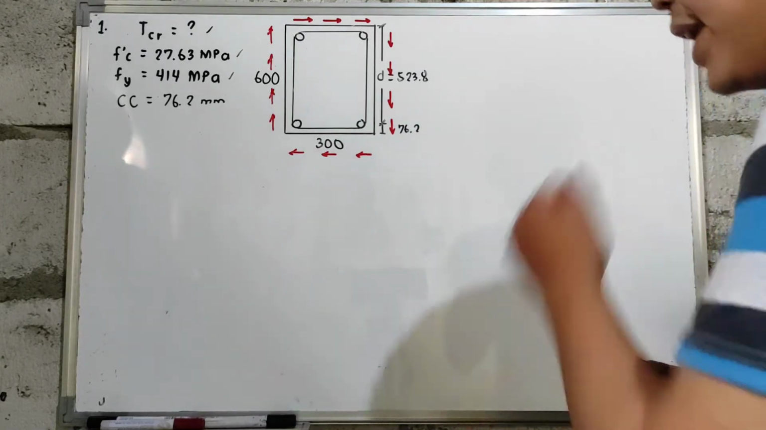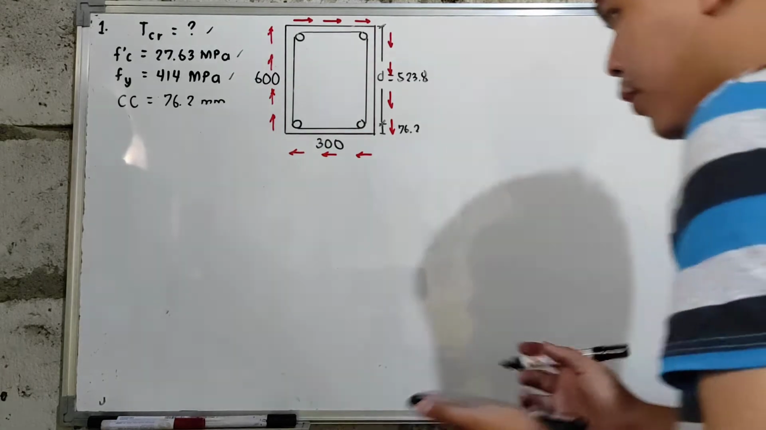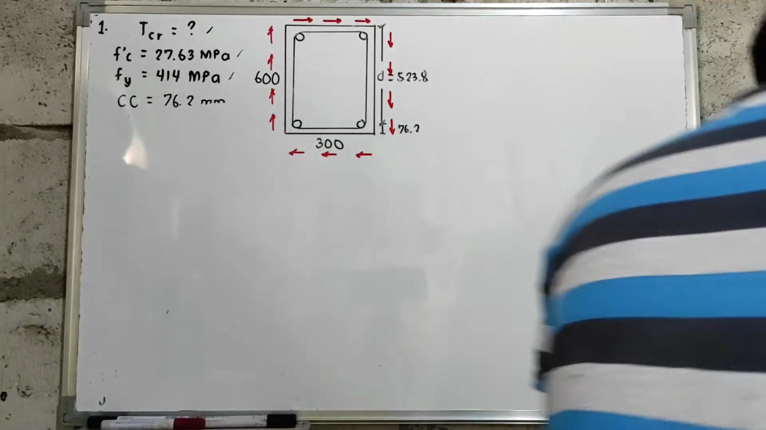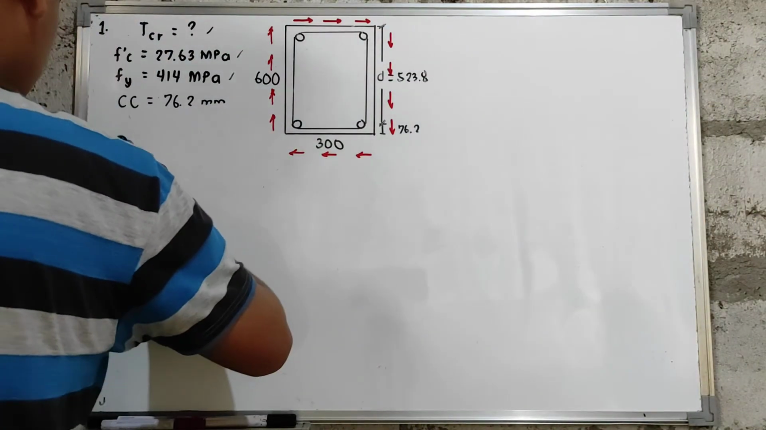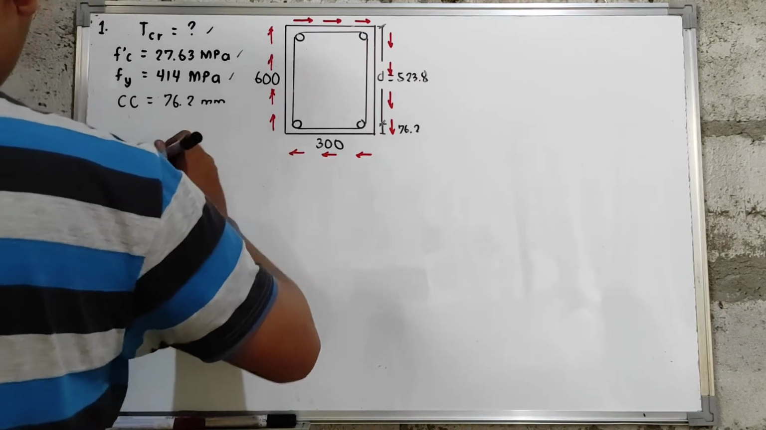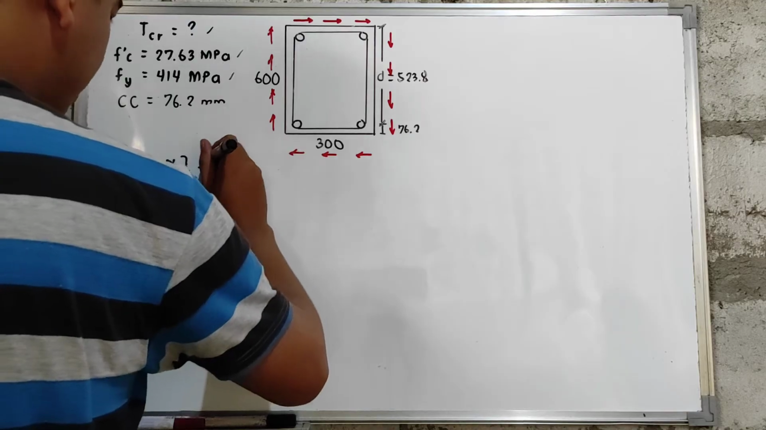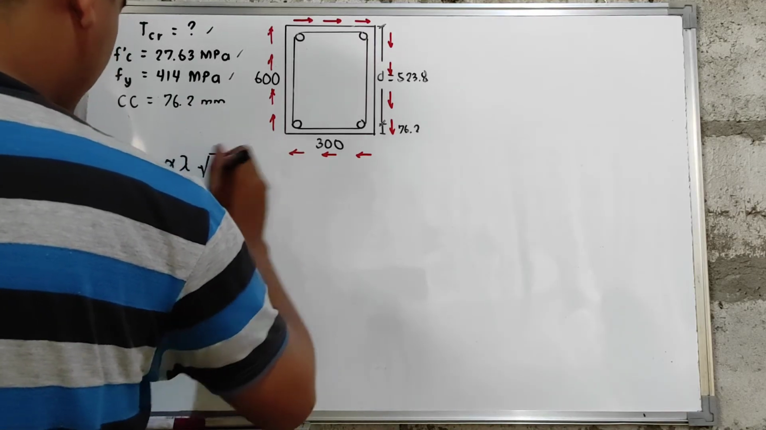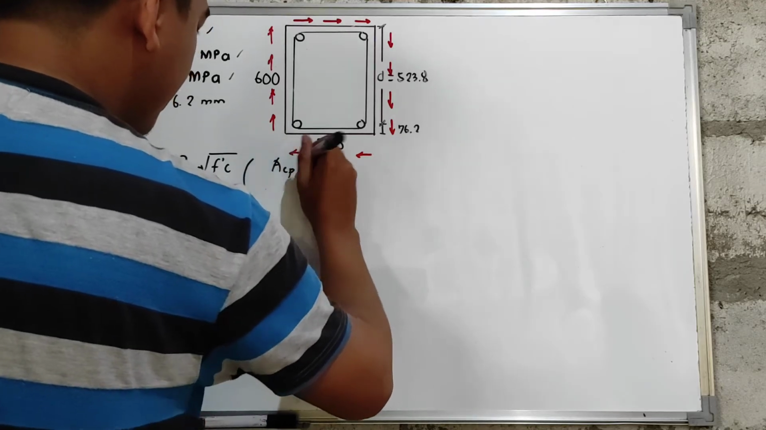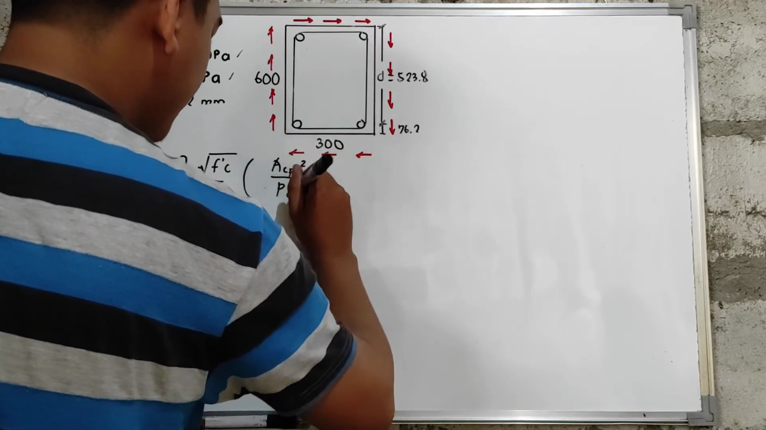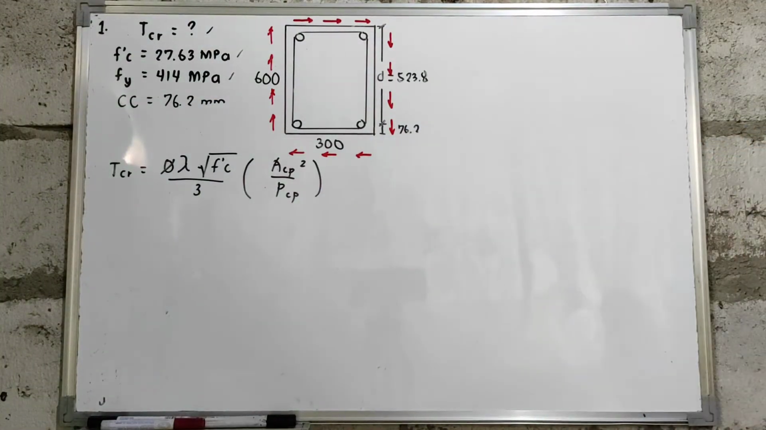So, kapag hinahanap natin yung cracking torsion natin, yung formula natin dyan, that is equal to TCR is equal to reduction factor, lambda square root of F prime C over 3 multiplied by ACP squared over PCP. So this will be your formula in computing for cracking torsion.